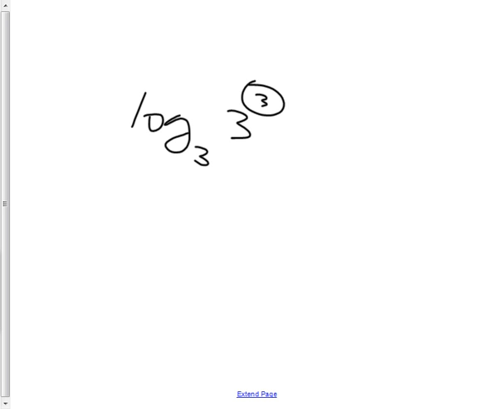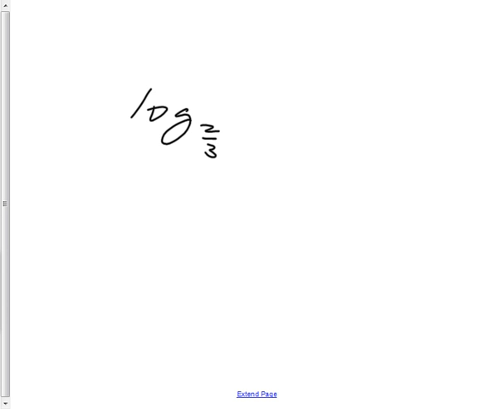All right, so how about if we had log base 2/3 of 27/8? Try that one. Do you just rewrite this as 2/3 to the something? Negative something. What do you think?